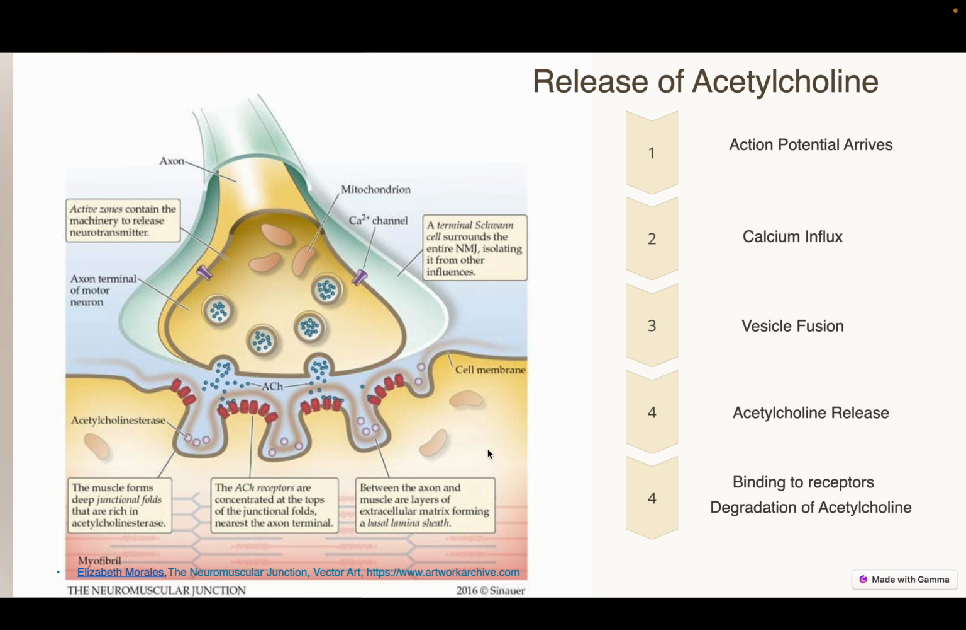Let's follow the journey of acetylcholine from the pre-synapse, which is the neuron end plate, to the post-synapse, which is the muscle fiber or sarcolemma. By the way, acetylcholine is our neurotransmitter here. And once it's synthesized, it's going to be stored in synaptic vesicles to be protected from degradation.